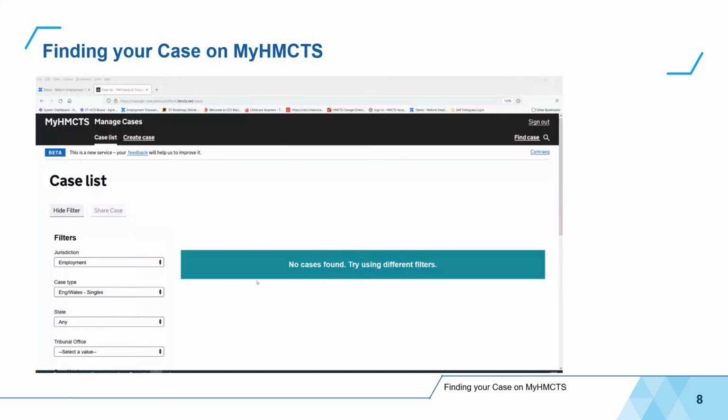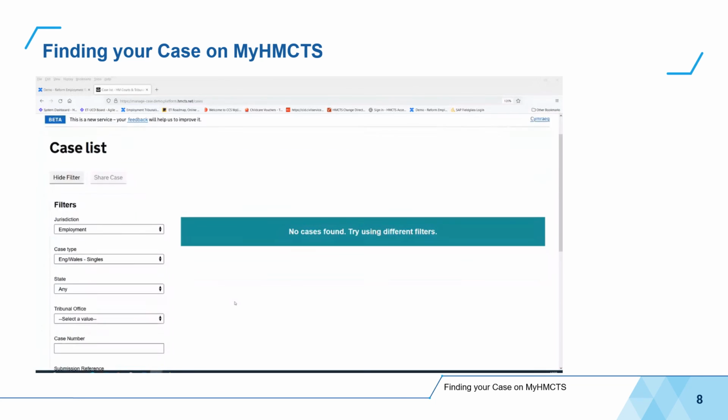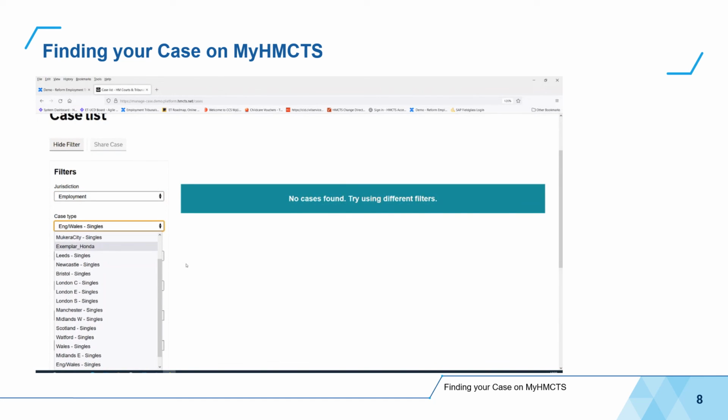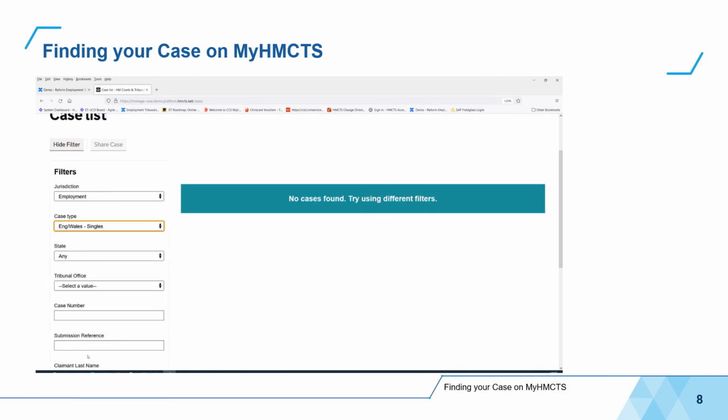This little video will show you how to find your case on MyHMCTS. In this scenario, you would have submitted a notice of change on a case, and you would have logged in onto the system. Once you're in, on the left-hand side, you would choose the employment jurisdiction. The case type would be either England and Wales-singles or Scotland-singles RET.